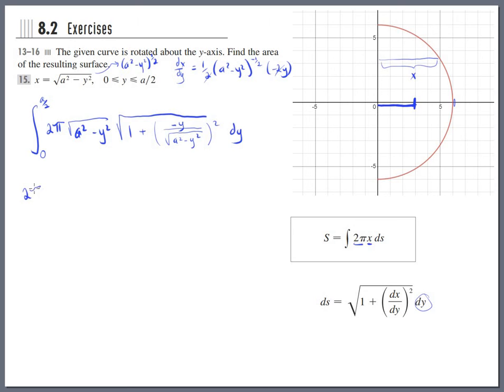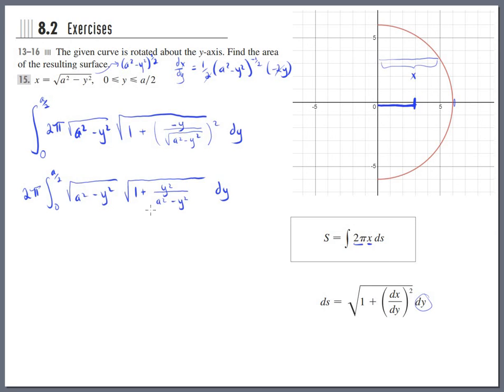I'm going to pull the 2 pi out front since it's constant. So we'll go 0 to half of a. We've still got this square root of a squared minus y squared. We've still got the square root of 1 plus, now let's see what this stuff gives us. That's y squared. And on the bottom is a squared minus y squared.